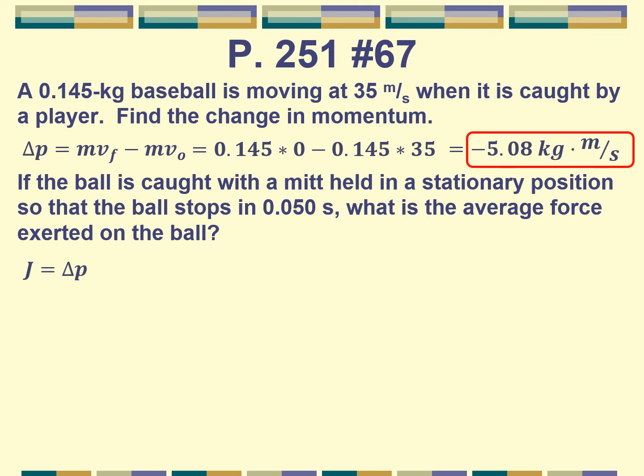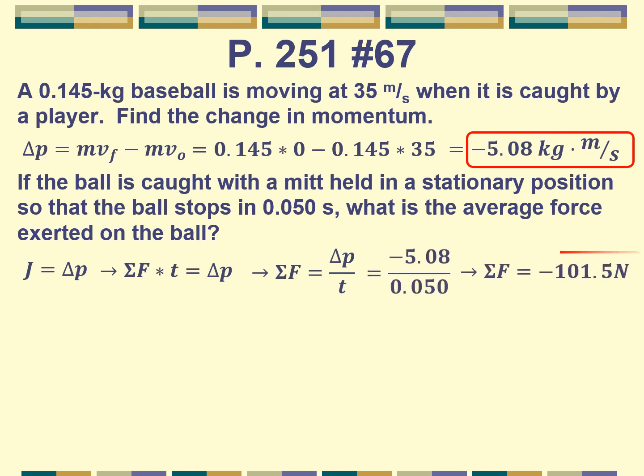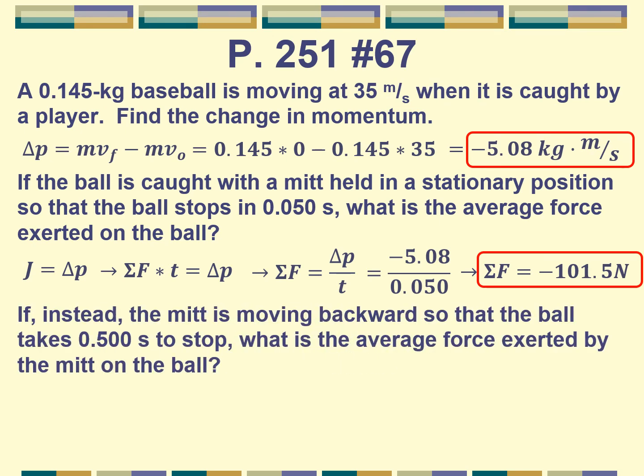Impulse is going to be equal to net force times time. So net force times time equals change in momentum. We have the time, we have the change in momentum. We're going to go ahead and divide both sides by time. So net force is going to be equal to change in momentum divided by time. So that's negative 5.08 divided by 0.050, which gives us a net force of 101.5 newtons.